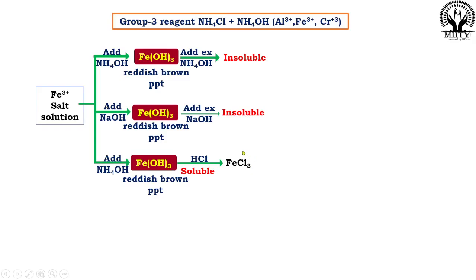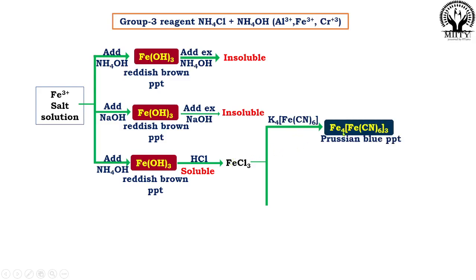Now the FeCl3 solution is divided into 3 parts, and first we add potassium ferrocyanide. Here we have Fe+3 cation, and the ferrocyanide is an anion having a minus 4 charge. Finally, it forms Prussian blue PPT, Fe4[Fe(CN)6]3. It forms the corresponding Prussian blue PPT.